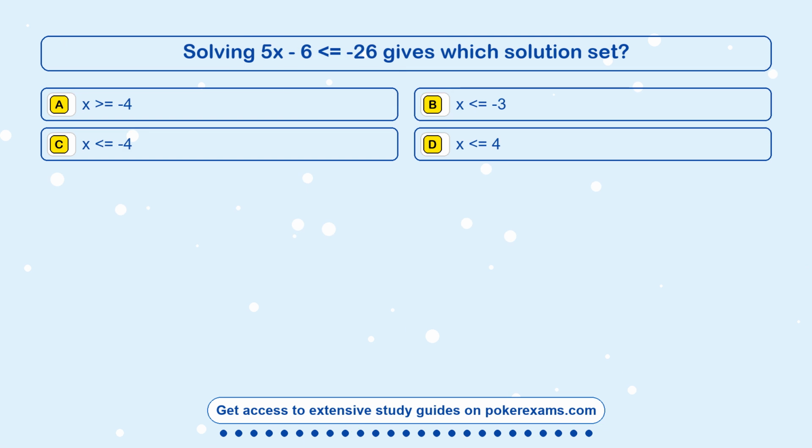Question 10. Solving 5x minus 6 equals minus 26 gives which solution set? Option A x equals minus 4. Option B x equals minus 3. Option C x equals minus 4. Option D x equals 4.